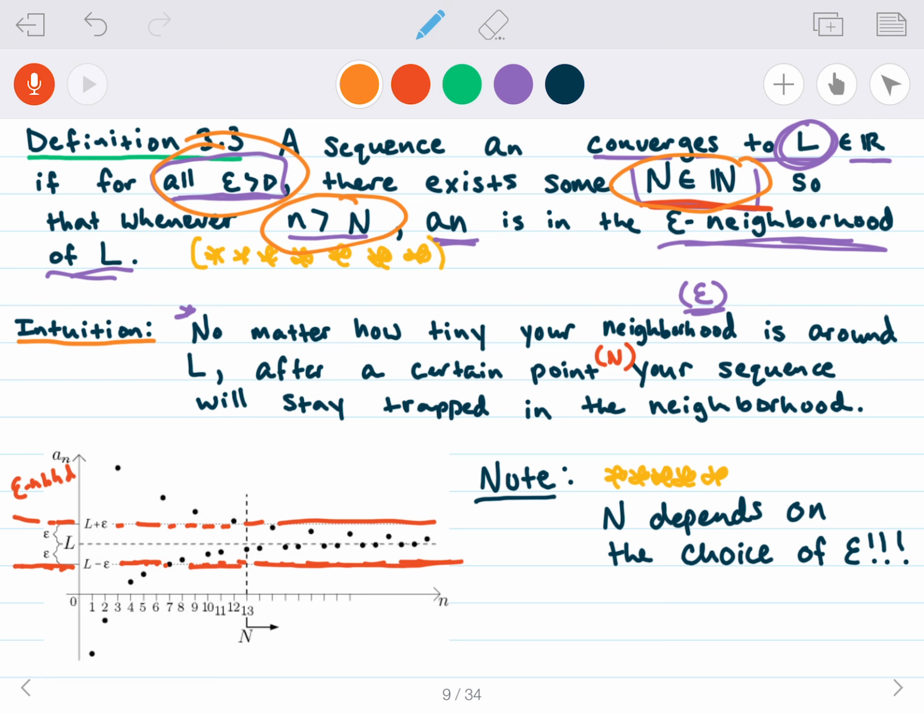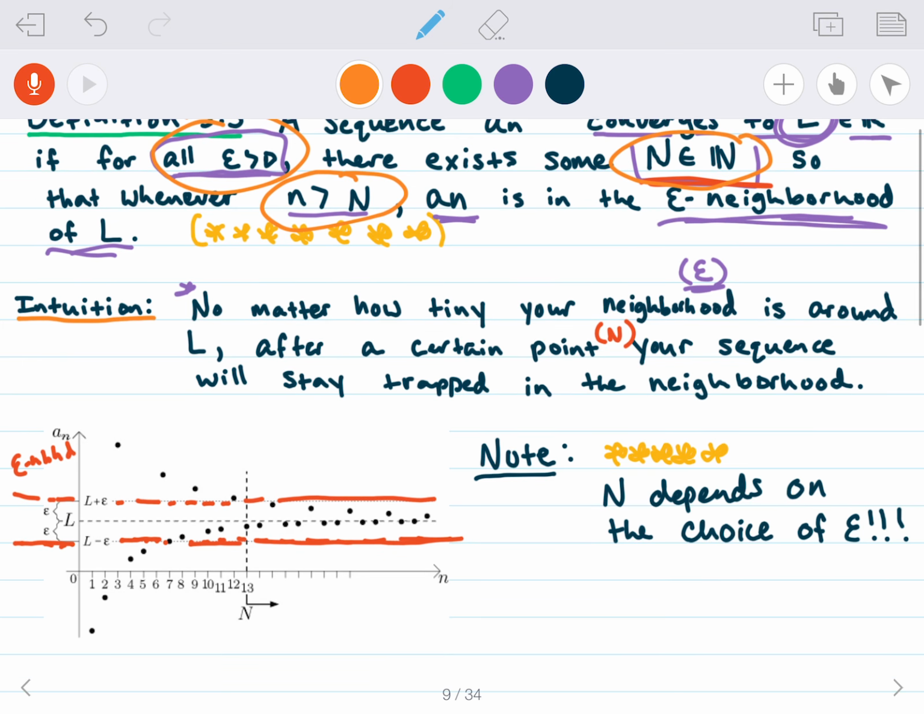Let's look at this pictorially. If I am looking at A sub 1, this is the first term in my sequence. It's not in my neighborhood. So I cannot choose capital N equals 1, because I need every dot to be in that hood.